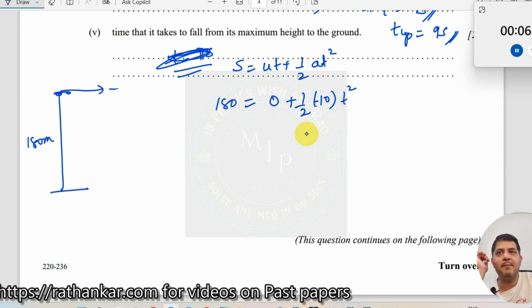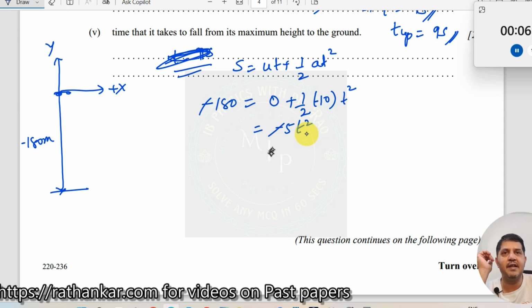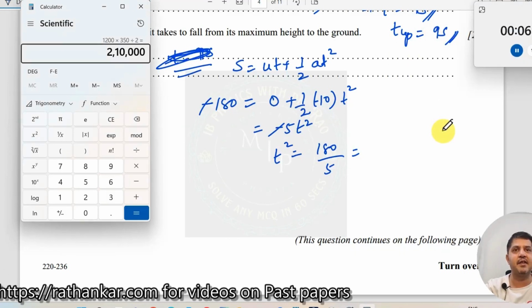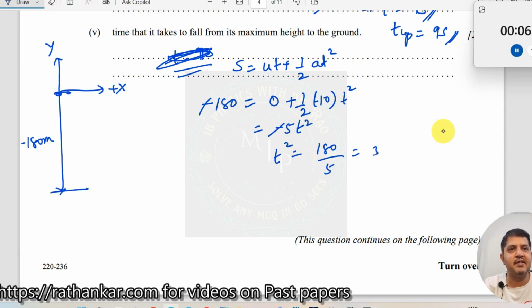See, this is your positive x-axis, this is your positive y-axis. Now this should be negative y-axis. So what should this be? This should be minus 180. So I'll put minus 180 here. So this should now be equal to minus 5t square, right? This minus and this minus 5 go away. So t square should be equal to 180 divided by 5. Use our calculator to find the value of t. 180 divided by 5 is equal to 36. So t should be equal to 6 seconds.